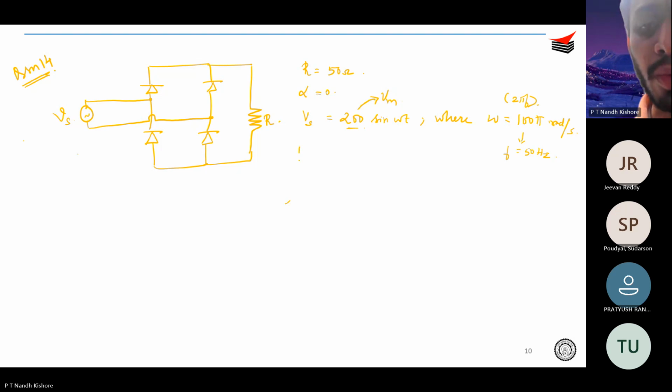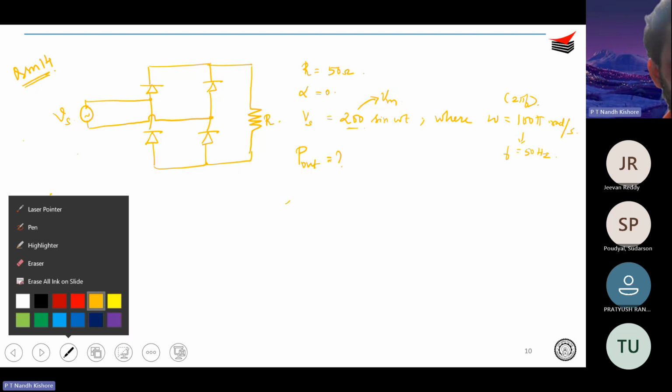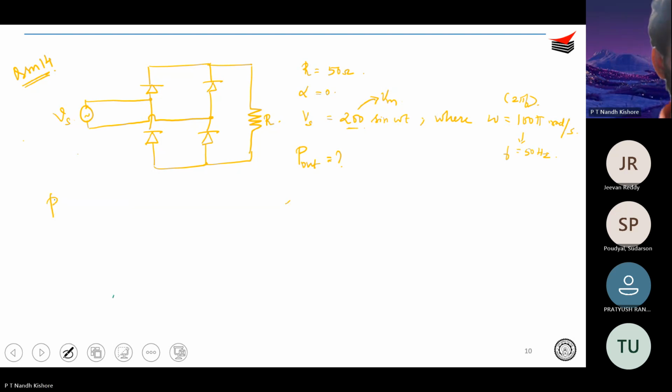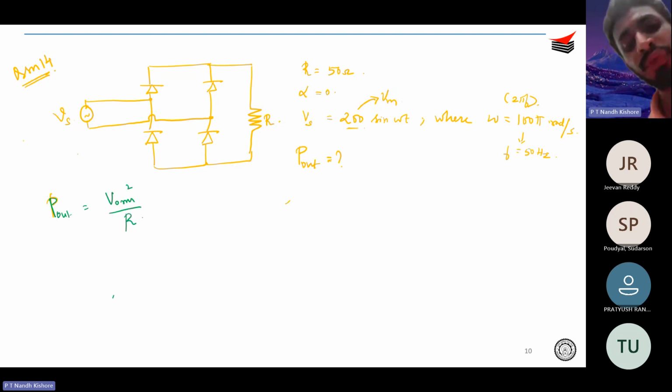So what is your P out? Here there is no question of dissipation or the total output power or something. Anyway, you have only a resistive load. So just find out what is P out, which is VRMS square over R, right? So P out is V naught RMS square over R. So how do you find out V naught RMS for this particular case?